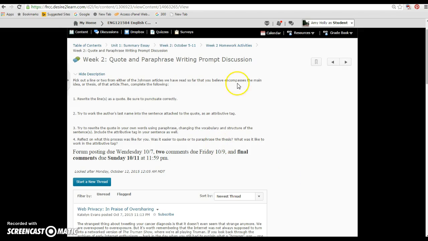Okay, so what this prompt was asking you to do is to pick out what you thought the thesis of this article would be, rewrite it as a quote punctuated correctly, then add an attributive tag, then try to move from quote to paraphrase, and then reflect on the process. So how did you go from quote to paraphrase? What was it like adding in the attributive tag, etc.?